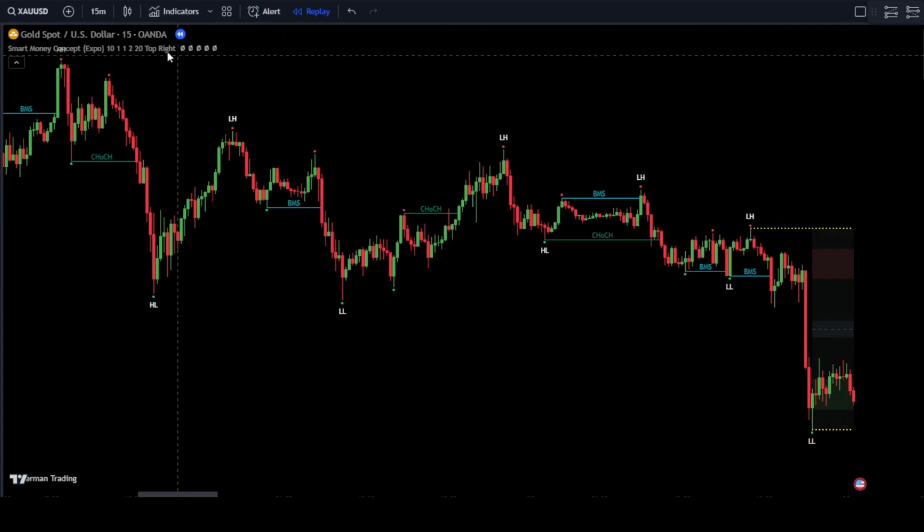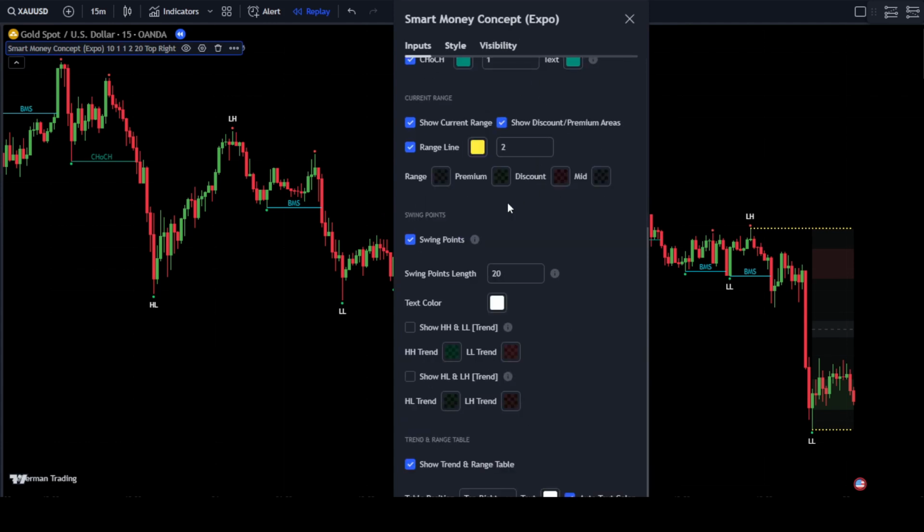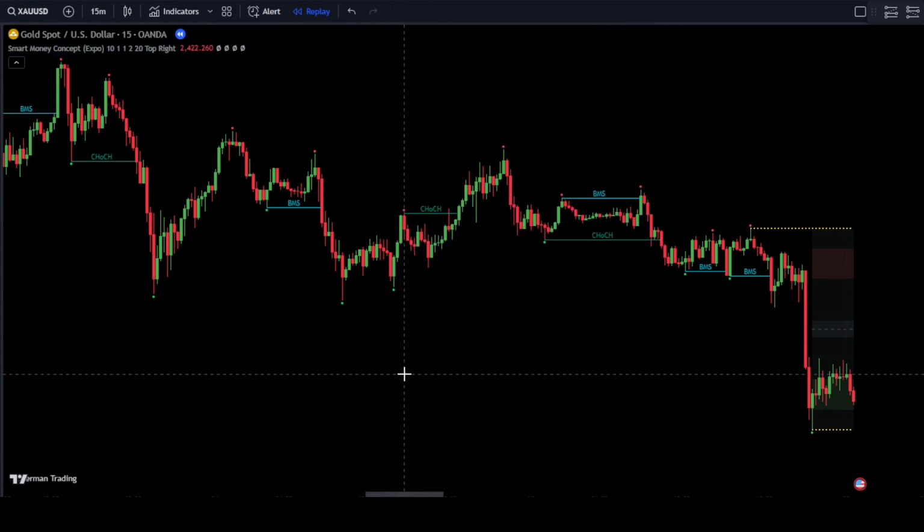After that, make a few adjustments to the Smart Money Concept Expo indicator. In the Input tab, uncheck the box next to Swing Point. Also, uncheck the box next to Show Range and Table. Once done, simply click OK to confirm the changes.